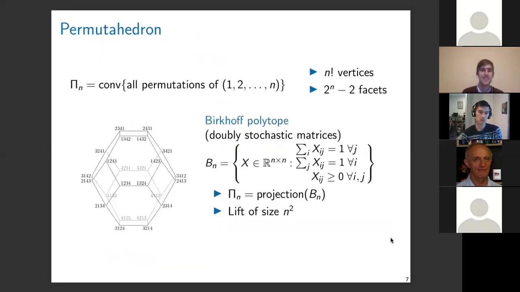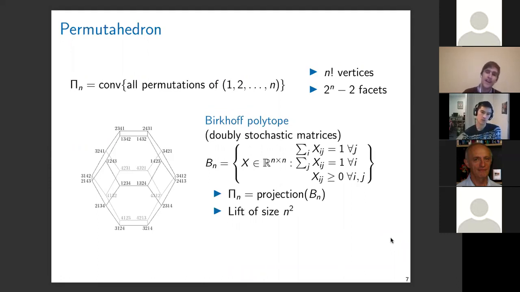All right, so here's another beautiful polytope called the permutahedron. This is a family of polytopes indexed by n. What is this polytope? You take the vector 1, 2, up to n, and you think about all different permutations of this, so you get n factorial different points. Then you take the convex hull. This polytope has n factorial vertices, and it turns out that it has 2 to the n minus 2 facets.